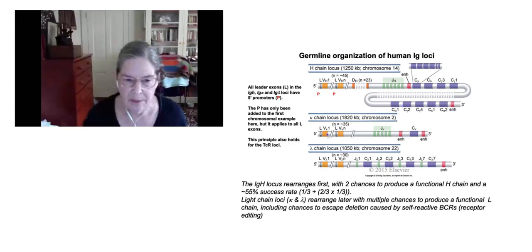And here's the kappa locus. Again, you've got V genes and you've got J genes, and then you've got a constant region. And for lambda, you've got V genes and you've got different constant regions. Don't ask me why, because I don't know. But I think it's, well, I'll get to that in a minute. Anyway, in front of every one of these genes is a promoter.